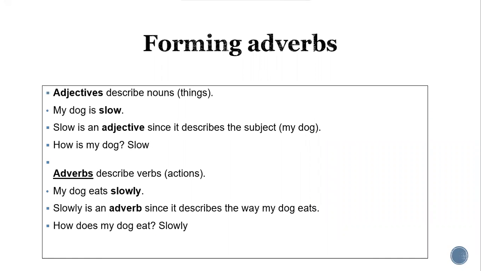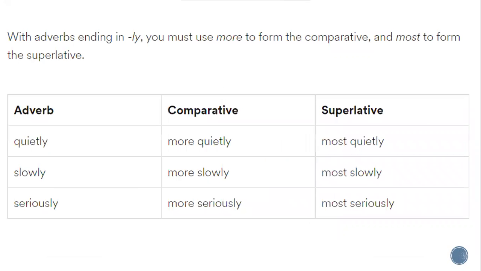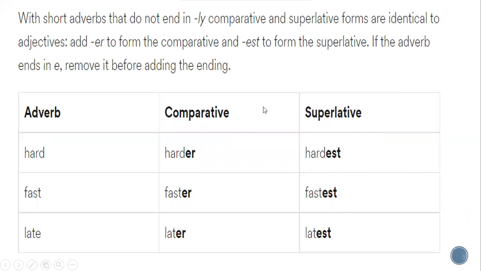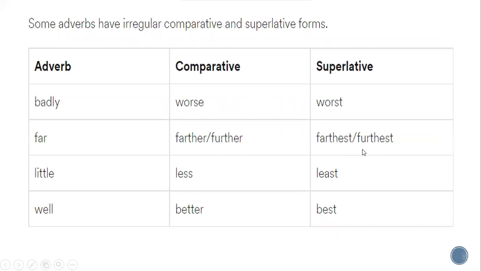We also went over how to form adverbs, and we said examples are quietly, slowly, seriously. And then when we have comparatives and superlatives, we use more and most. We also went over other forms of comparatives and superlatives where we add ER and EST. All right. And then for some adverbs, they are irregular. Again, irregular means we have to change the word completely or not at all. If we have the adverb well, the comparative would be better, and then superlative best.